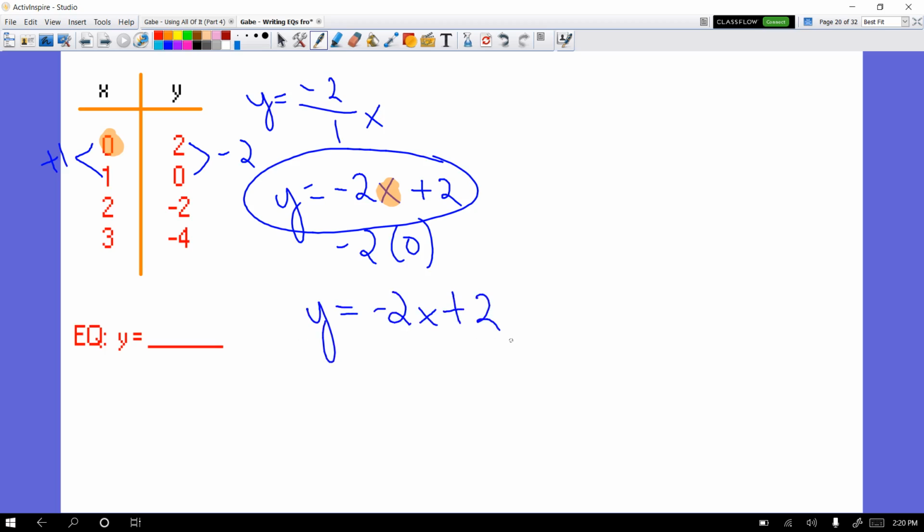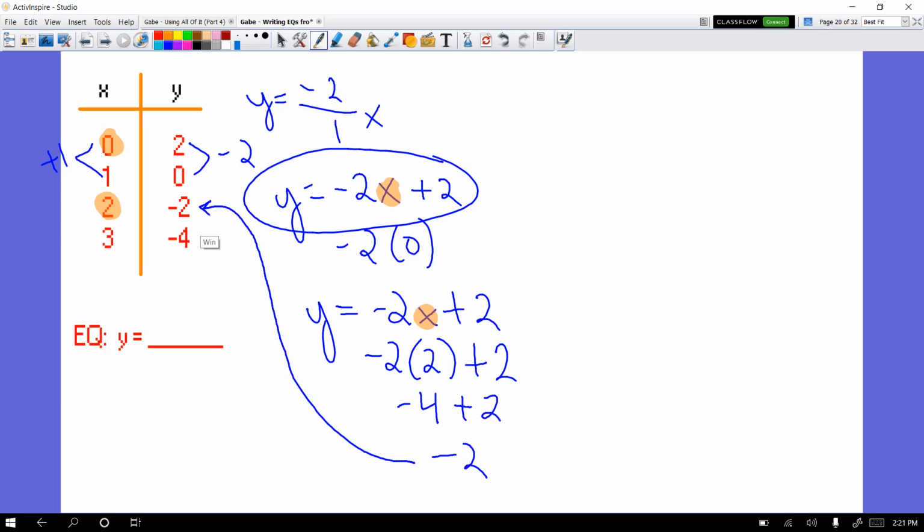Let's see if something else works with it. Because if it does, we're good. I'm going to take x value of 2 and put it in for x. Negative 2 times 2 plus 2. Negative 2 times 2 is negative 4. Plus 2 is negative 2. Is that what we got? Yep. Checks out. So this is for sure the correct equation for that table.